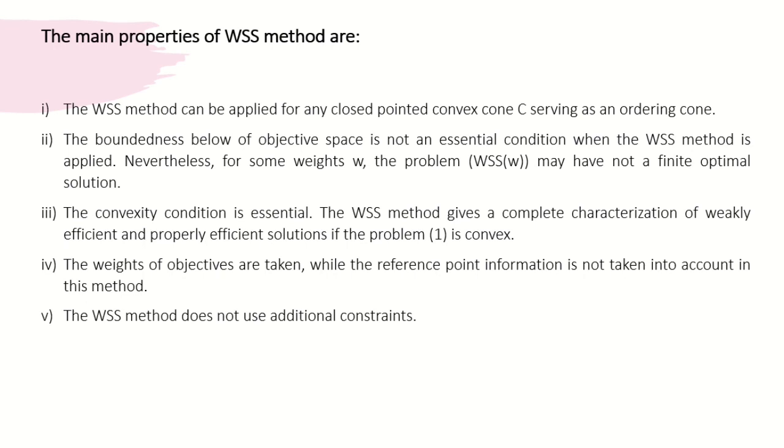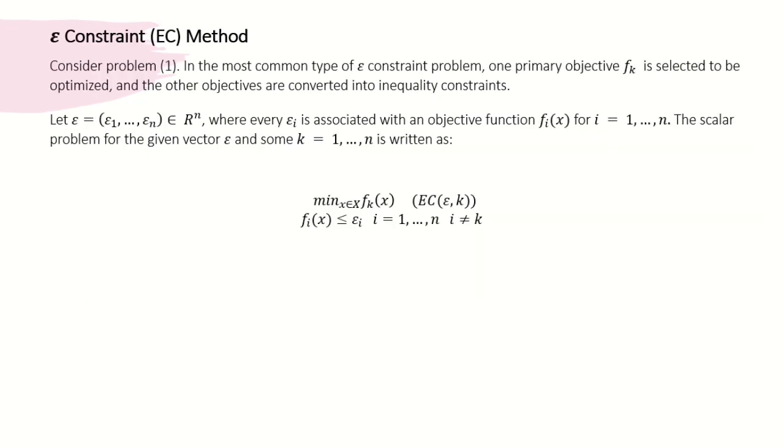The next method, which I will explain, is the epsilon constraint method. In this method, our goal is to optimize the value of objective function f_k, which is selected at the first step, and we have this assumption, which you can read here, and we convert our optimization problem to this problem with an additional condition. And we should optimize this function.